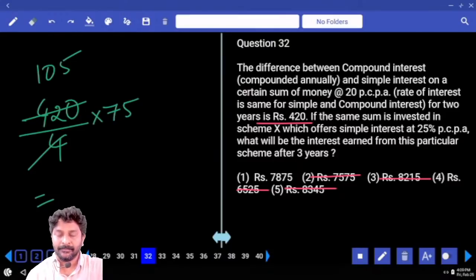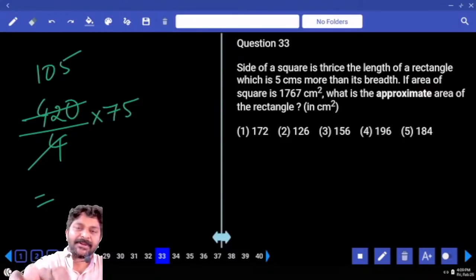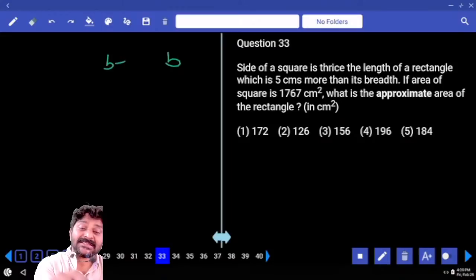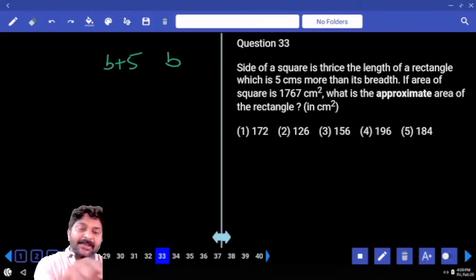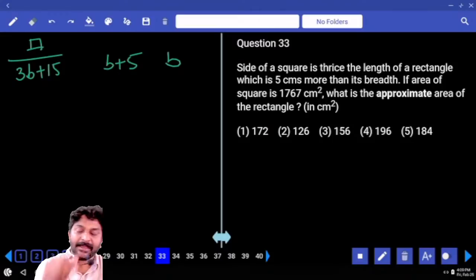Okay, now the side of the square is 3 times the length of the rectangle, which is 5 centimeters more than the breadth. If the breadth of the rectangle is b, the length of the rectangle becomes b plus 5. Side of the square is equal to 3 times of it, that means 3b plus 15. This is for the square.